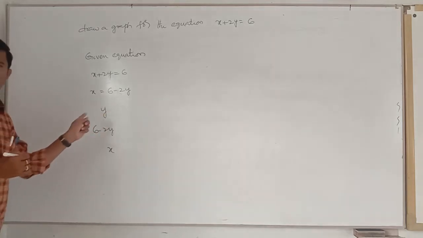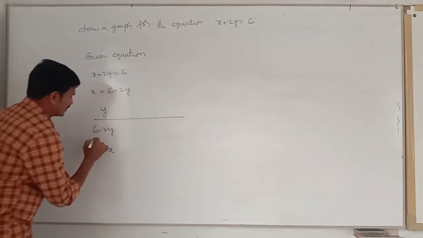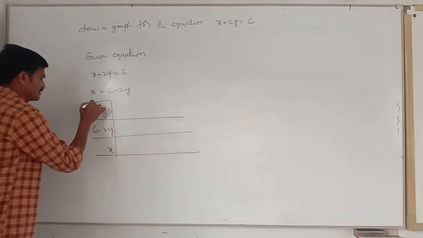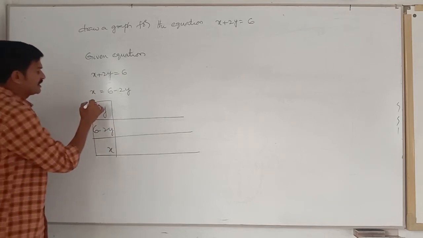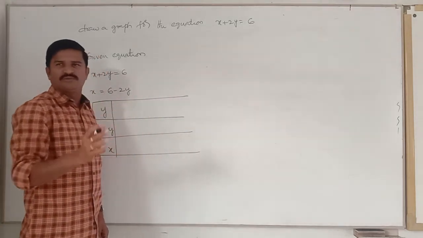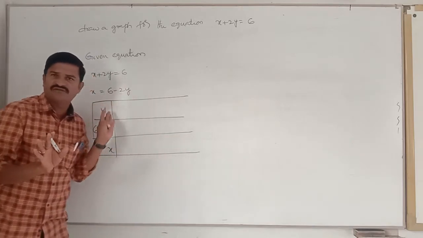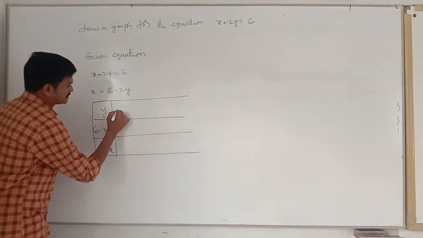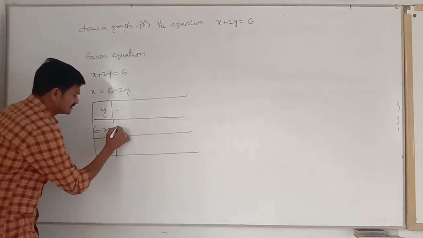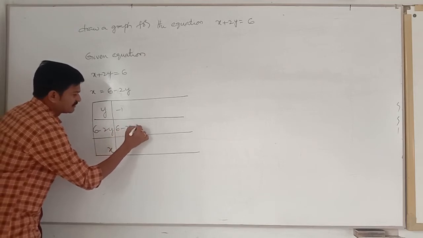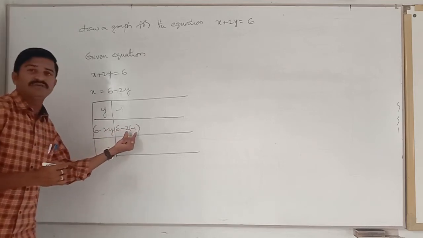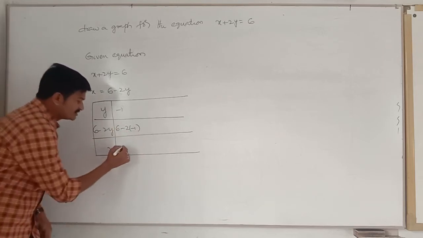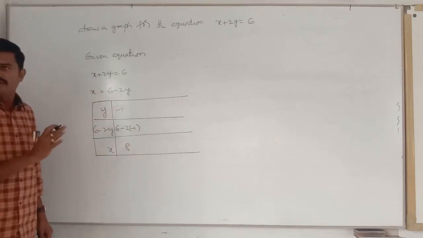These are the three columns. Now, in place of y, what values can we write? Any value you can write, no problem; there is no restriction on taking the value of y. First I am taking minus 1: 6 minus 2 into minus 1. Minus 2 into minus 1 is plus 2, and 6 plus 2 is 8. That value is x.